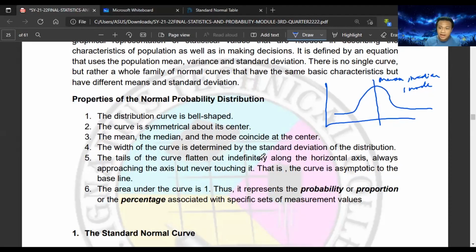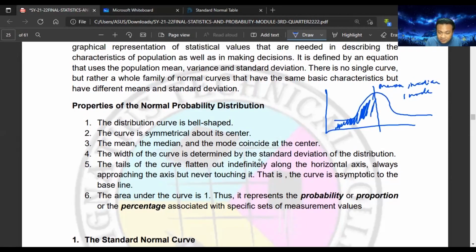The area under the curve represents the probability. This represents the probability of something happening. The area under the curve is equal to 1.